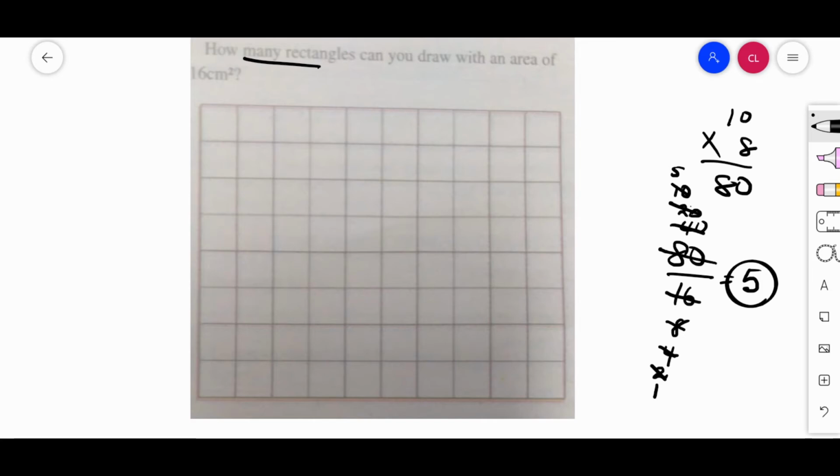Let's prove that in another way now. So the rectangles could be drawn 1 2 3 1 2 3 4 5 6 7 8 9 10. Could be drawn this way. Let's see if we can get it this way. 1 2 3 4 5 6 7 8. Yes, 8 to 16. So I could have one rectangle that looks like this. Let's go this way.